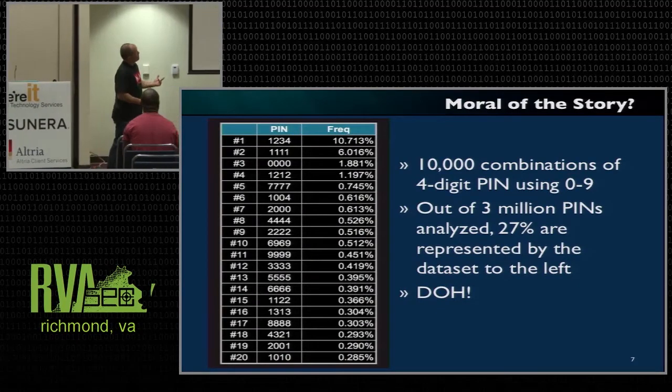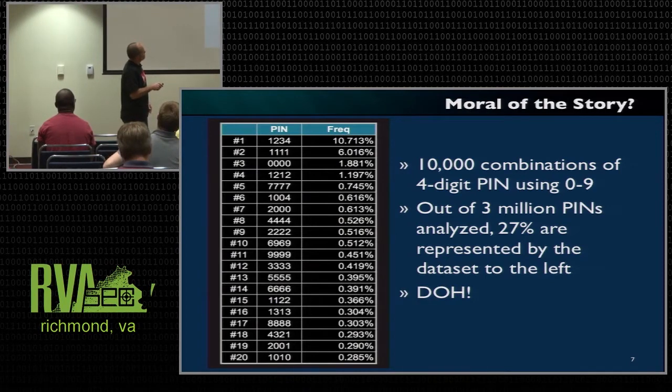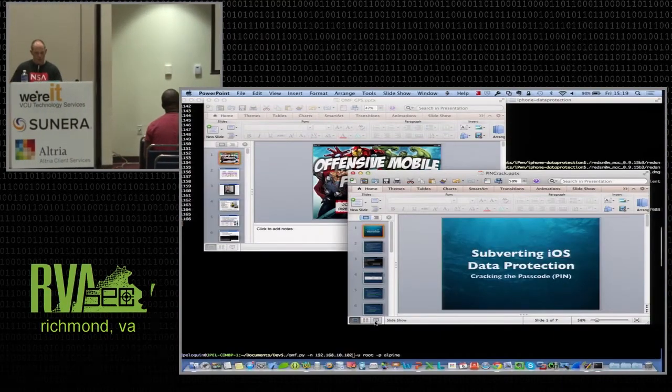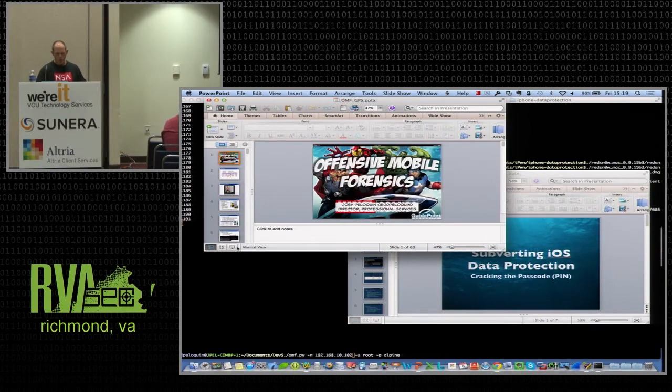And then this is just a little study I snagged off the internet. There were 10,000 combinations of 4-digit pins using 0 through 9. So basically, these were the top 20 4-digit passcodes that were used in the study. Pretty interesting stuff. Now, while that's cracking, we're going to go ahead and start looking at offensive mobile forensics.